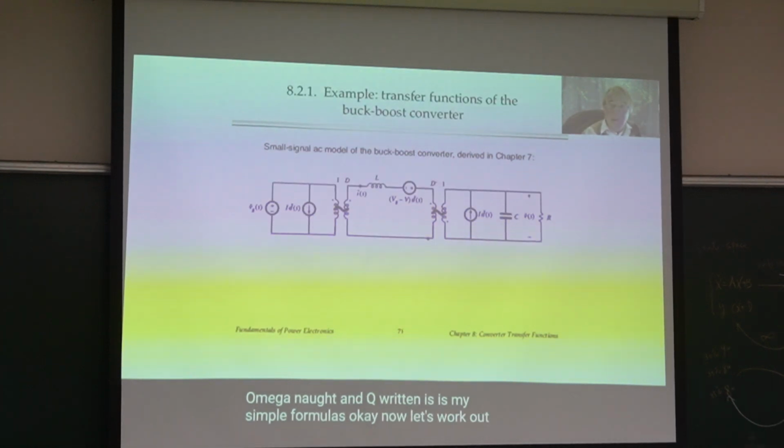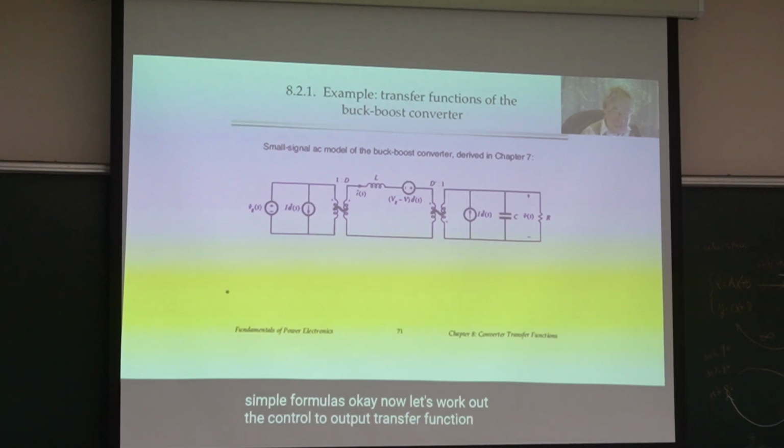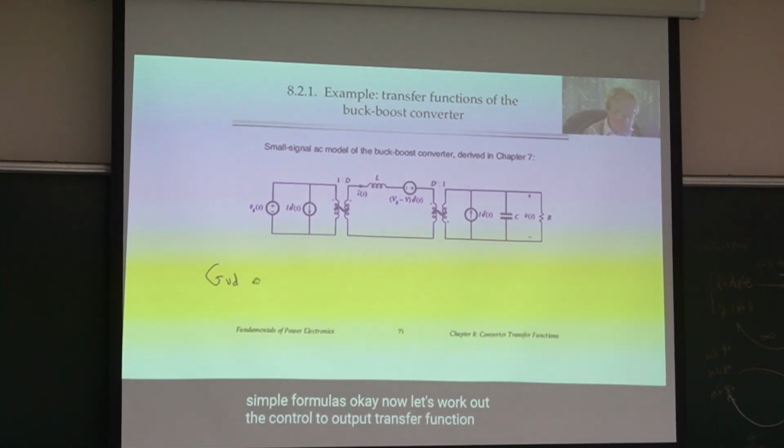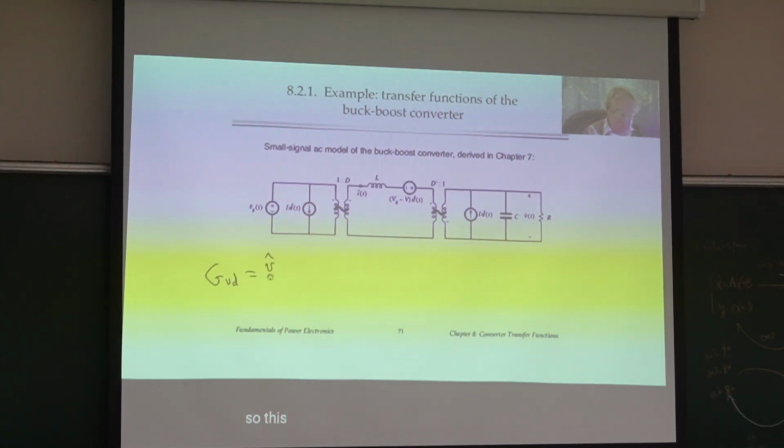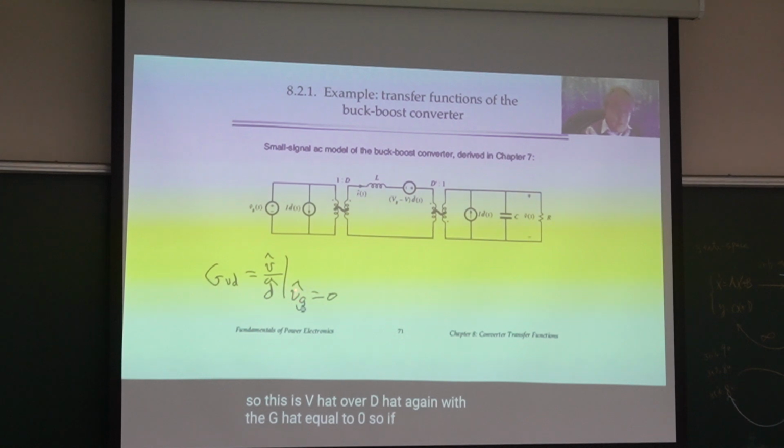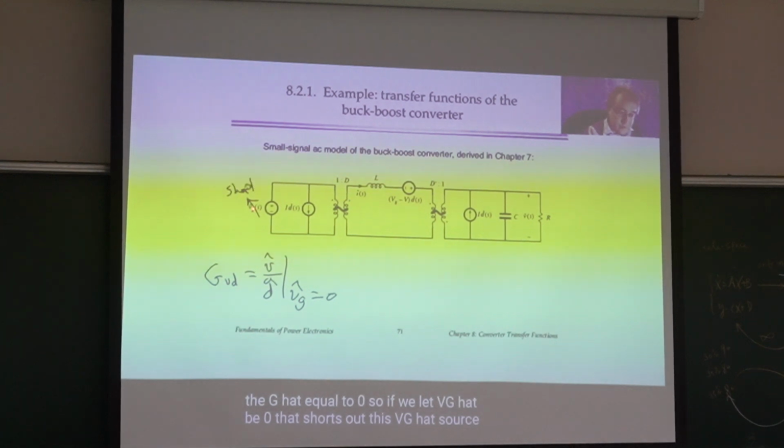Okay, now let's work out the control to output transfer function. So this is the transfer function of the buck boost converter. So this is V hat over D hat, again with VG hat equal to zero. If we let VG hat be zero, it shorts out this VG hat source, and the VG hat becomes 0.